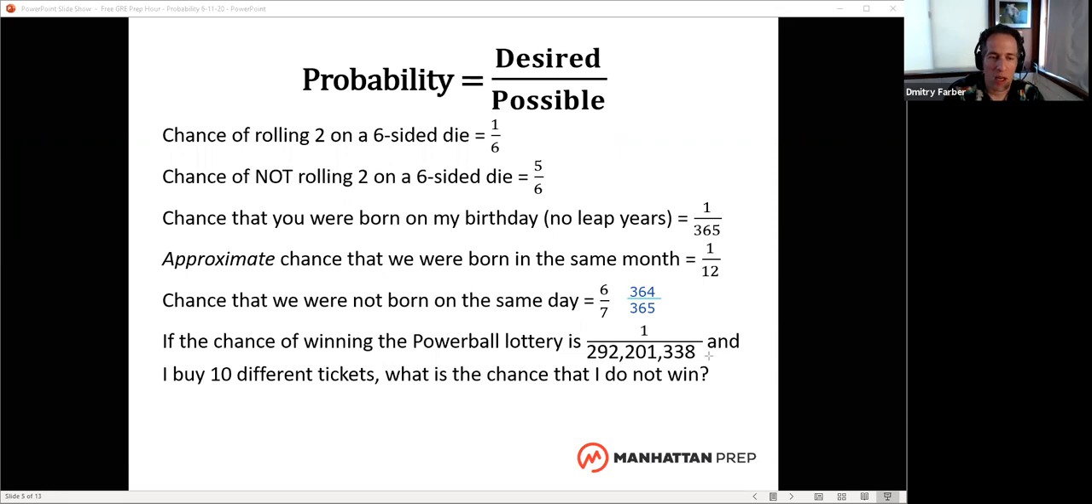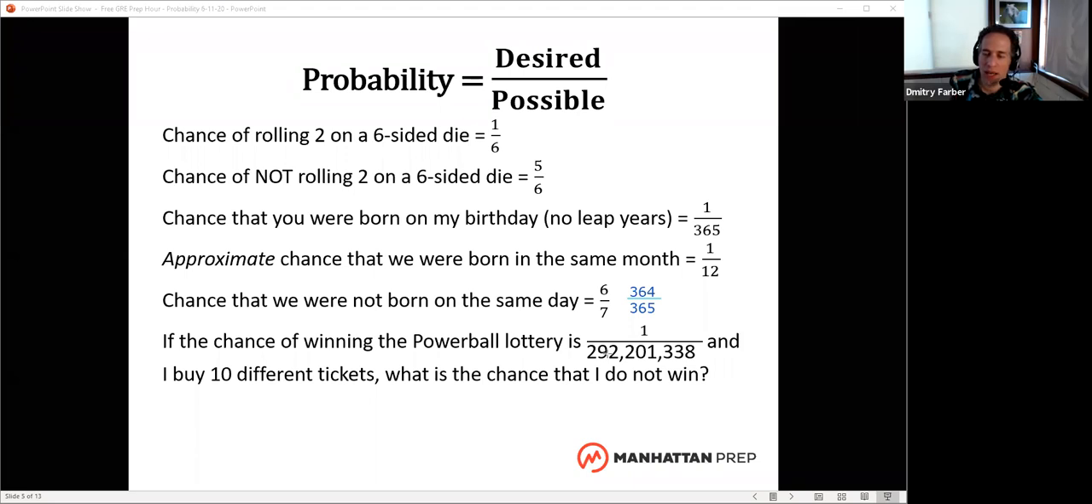Great. Finally, then we have something like this, and this is where these bits of trickery can be very important. I don't want to sit and calculate all the different combinations of Powerball numbers I can get and how that compares to what I'd get. How do I find this probability? How do I find the chance that I don't win the Powerball, which sadly, as you can imagine, is pretty high?